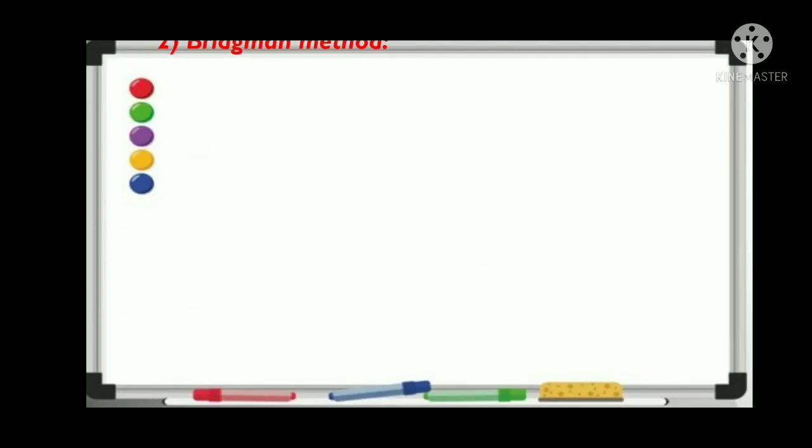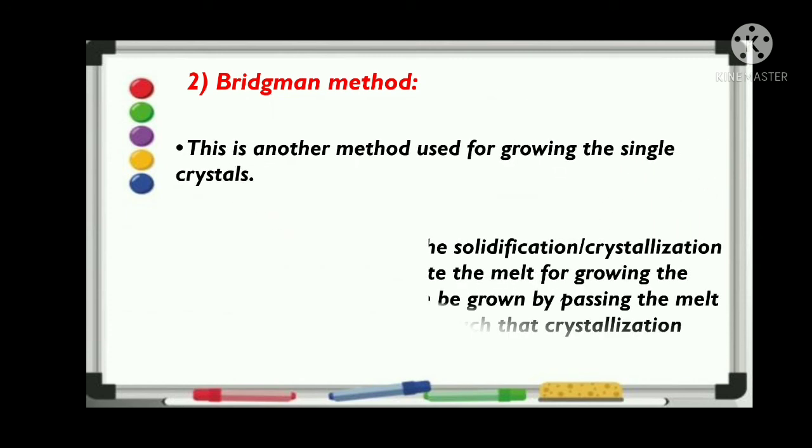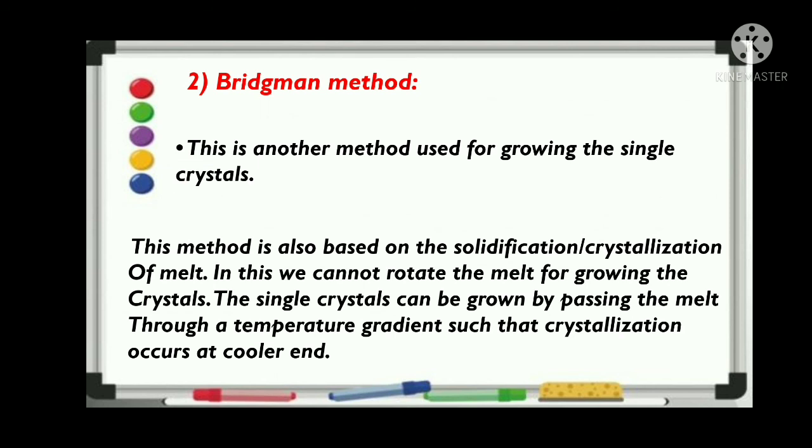So the Bridgman method, this is the second method of growing the single crystal. So this is another method for growing single crystals. In this method, this method is also based on the solidification or crystallization of melt. In this method we cannot rotate the melt, as we discussed in the previous video. In the Czochralski method we rotate the melt in order to maintain the temperature. In this method we cannot rotate the melt to grow the crystal.